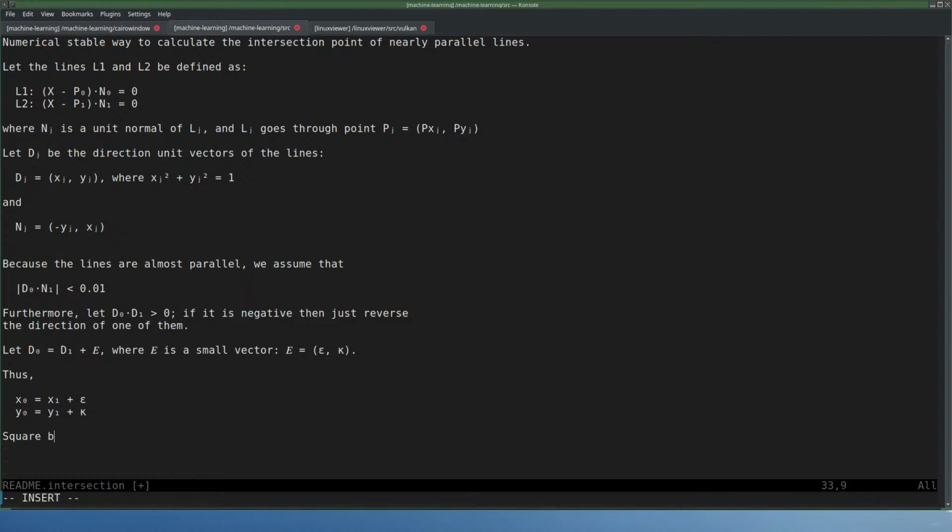Let's do square both sides and add. Now we get x0 squared plus y0 squared is 1, is that squared.